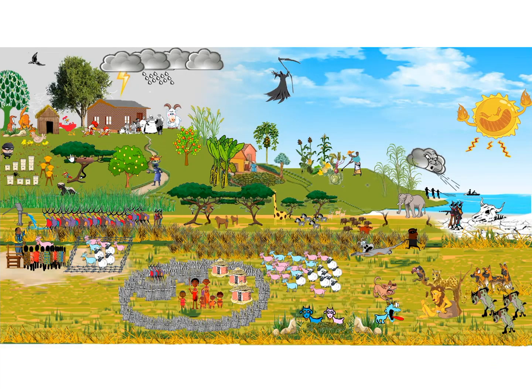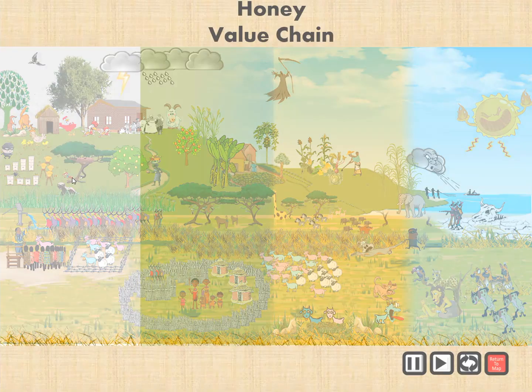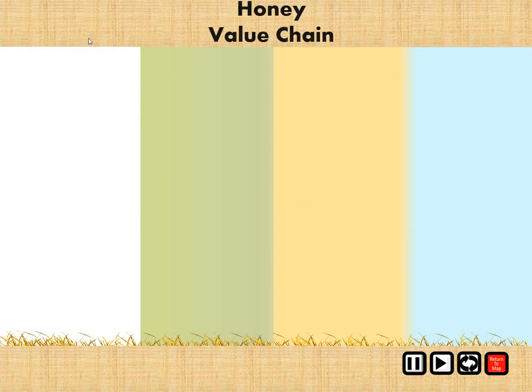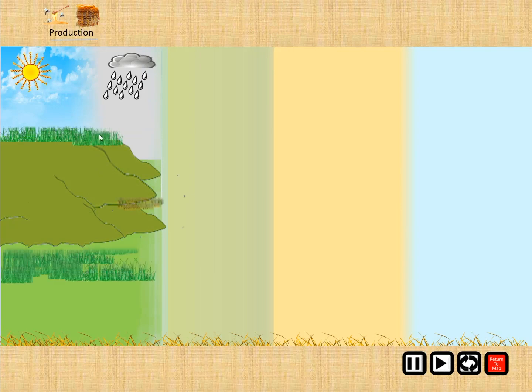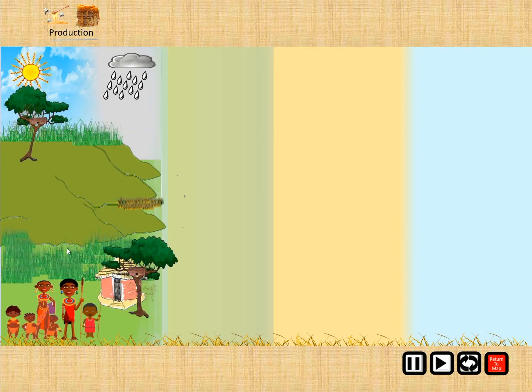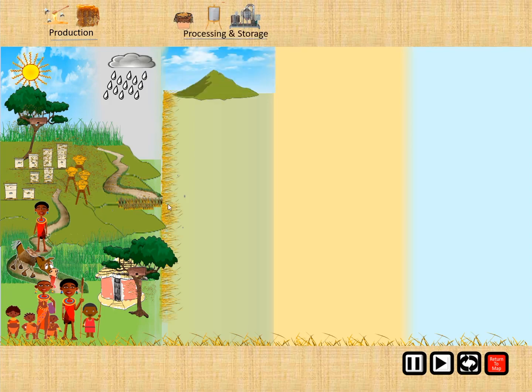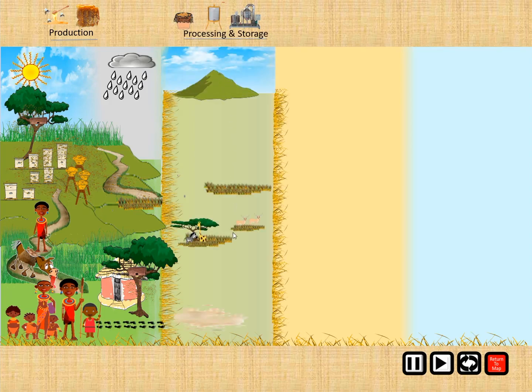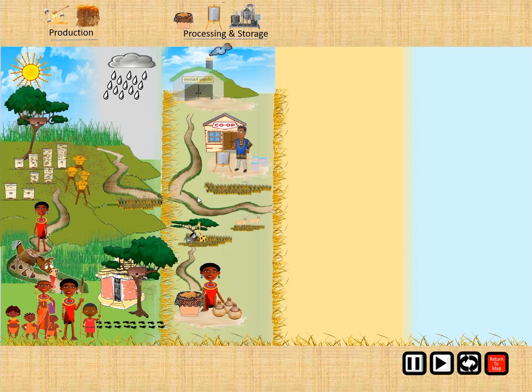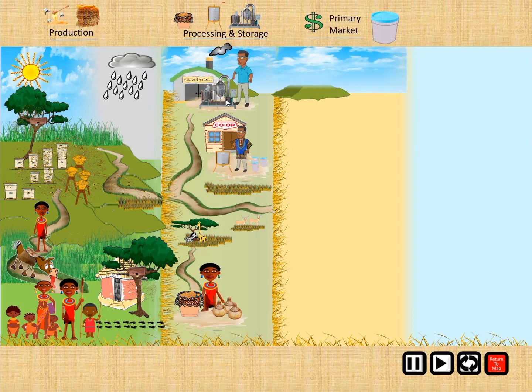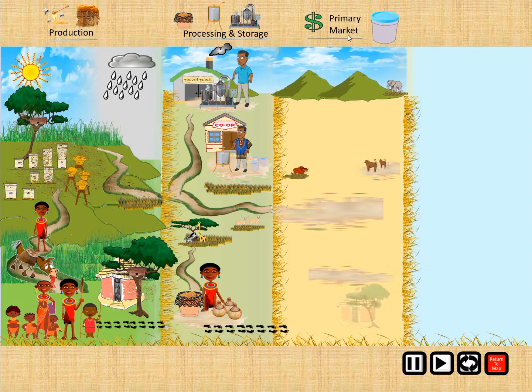Let's go look at honey. Go over here. Click there. It opens the honey value chain graphic map. Okay, so it's the same structure as the other one. You have production at the household level, and then you've got processing and storage. They generally store it in these little containers, and then they can take it to the co-op, where they aggregate it. Then you've got the primary market.